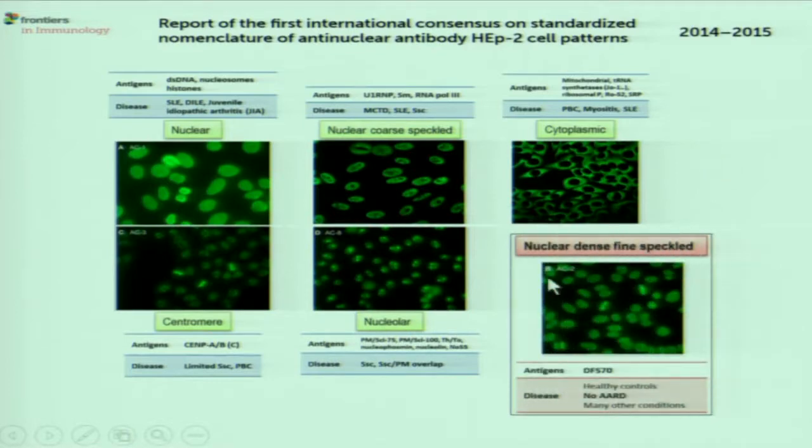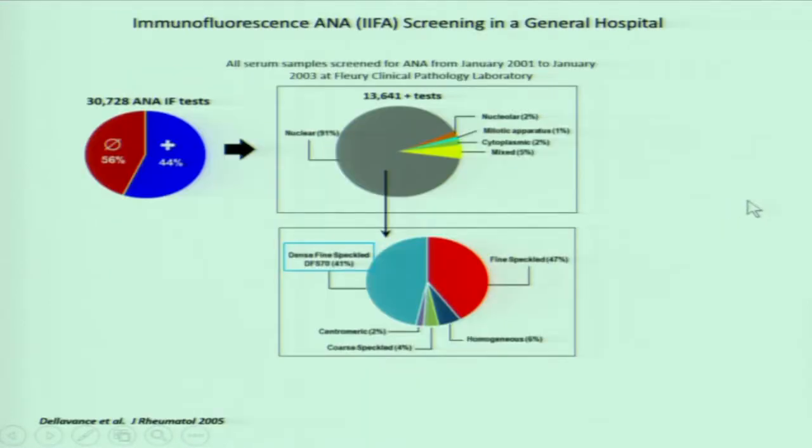Again, just to remind you, the new one, the nuclear dense fine speckle, DFS70, is seen mostly in healthy controls and many other conditions, but not in autoimmune rheumatic diseases for the most part. This is just to show you that in a large number of tests, about 50% of the ANAs by immunofluorescence happen to be negative. The majority of them, 90%, are nuclear, and of those, almost 50% are the DFS70. That almost excludes rheumatic disease. So this is very important to keep in mind, but we don't get these results.